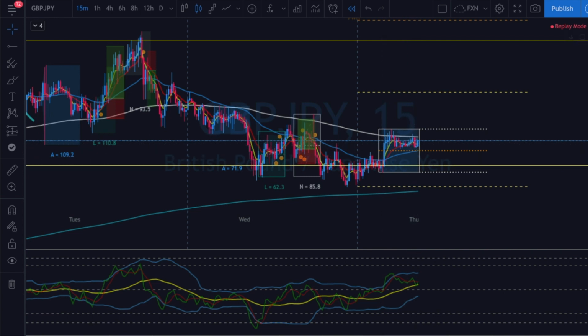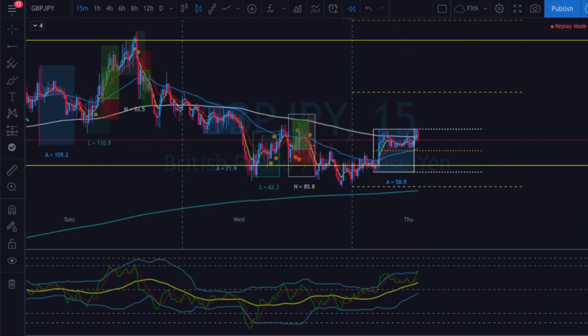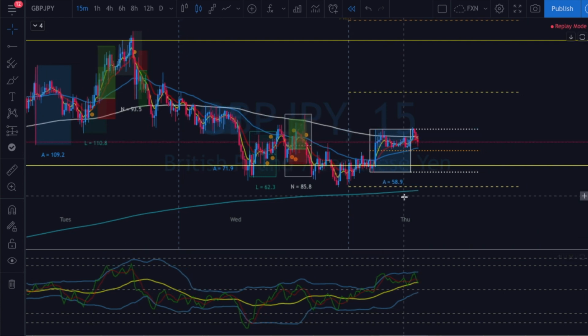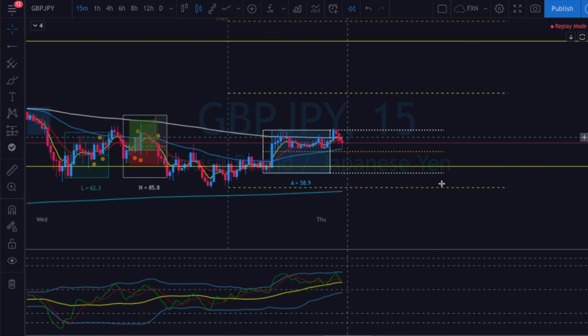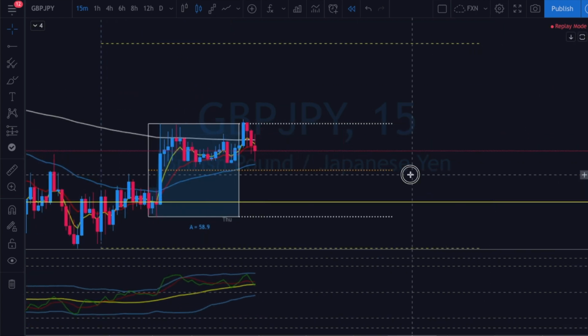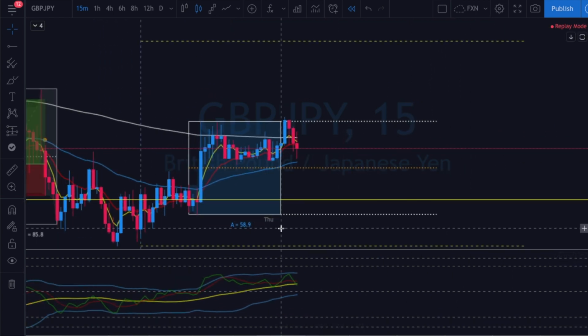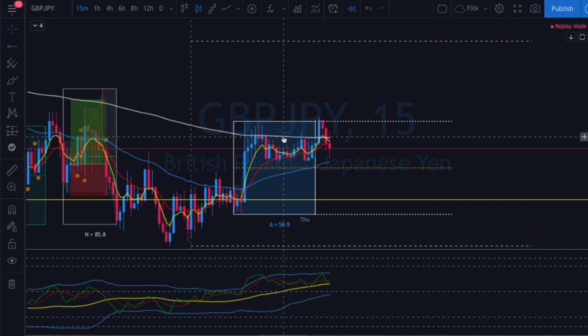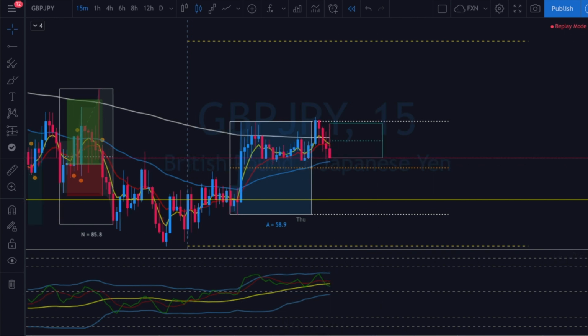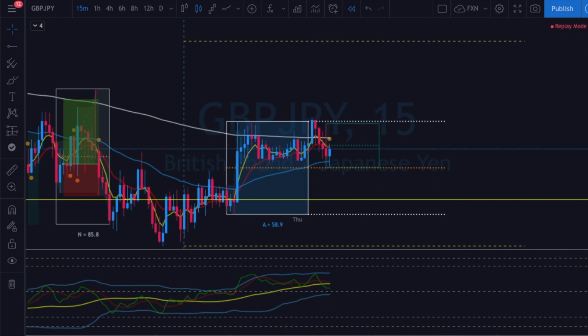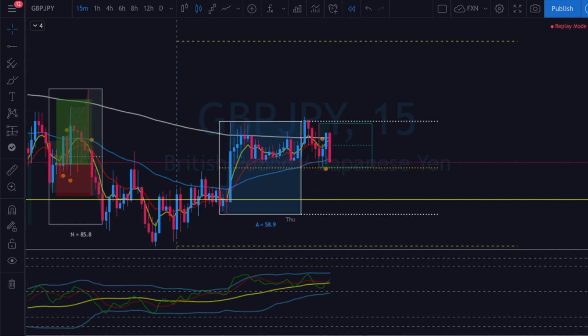Now, as we come out of the Asian session here, 58 pip Asian range, okay, we've already hit the top of the range. You can see now that the 200 is going straight through price, right? And you see the 50 is now below it, all right? So let's see what happens.